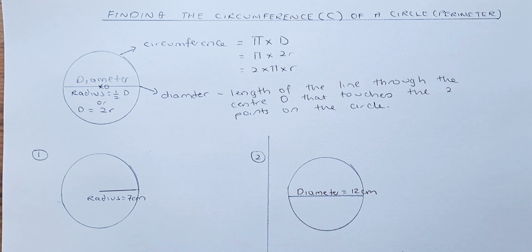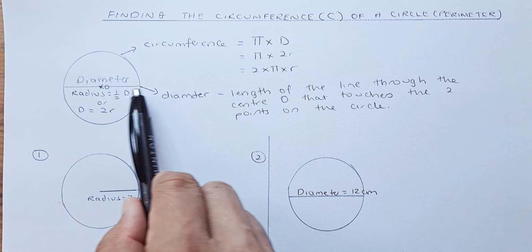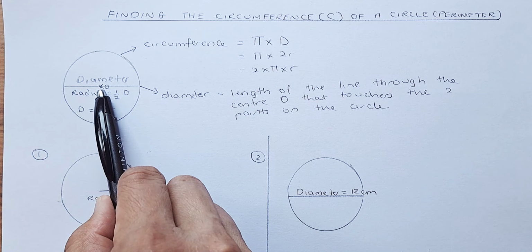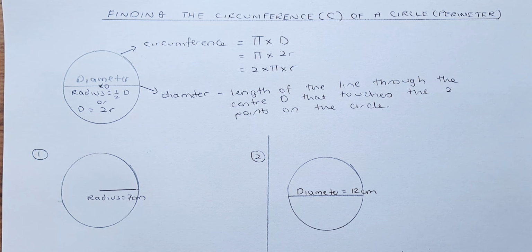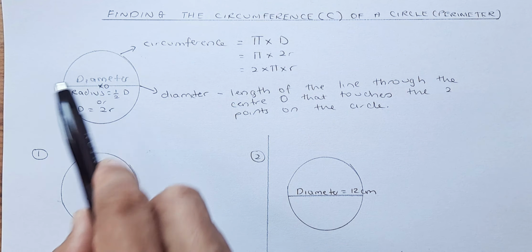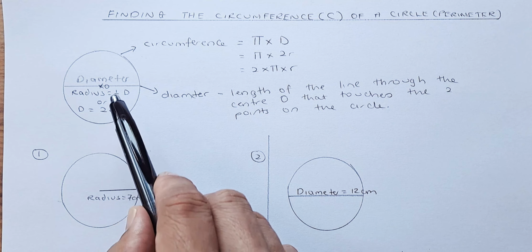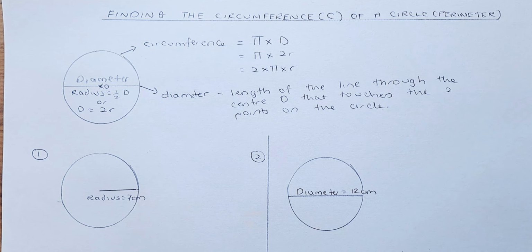What is the diameter? The diameter is the length through the center O that touches the 2 points. And then the radius is half of the diameter, or you convert that, the diameter is twice the radius.